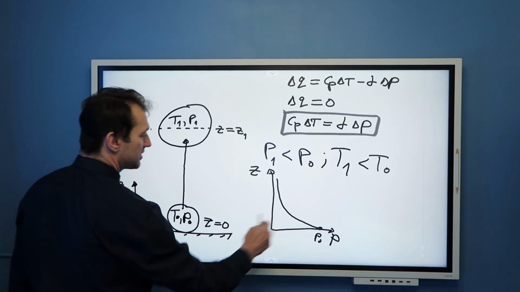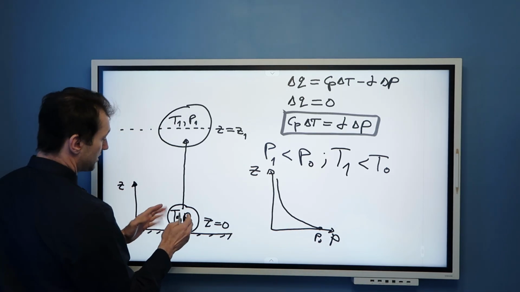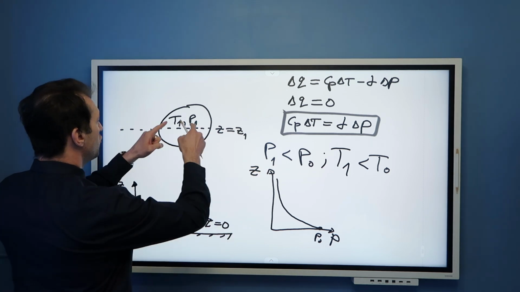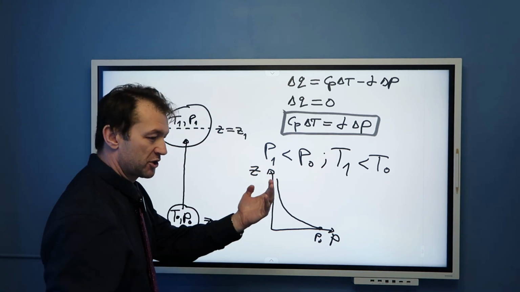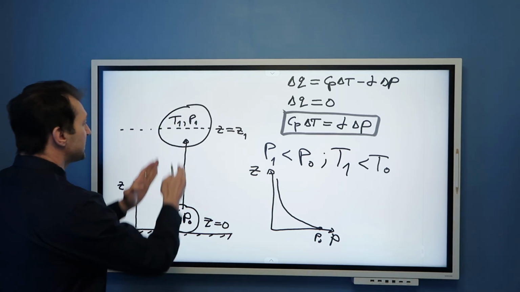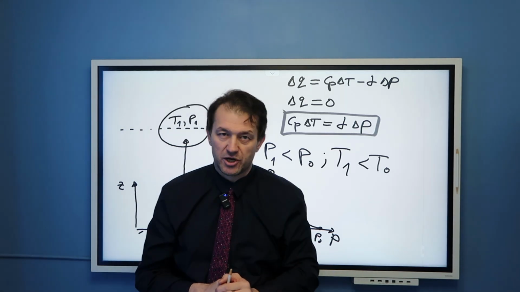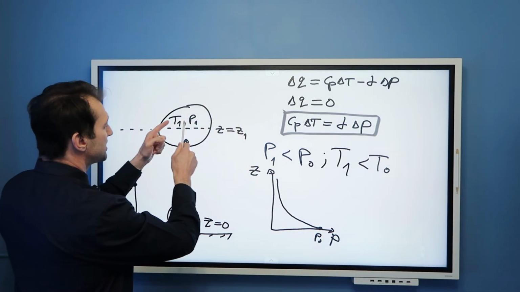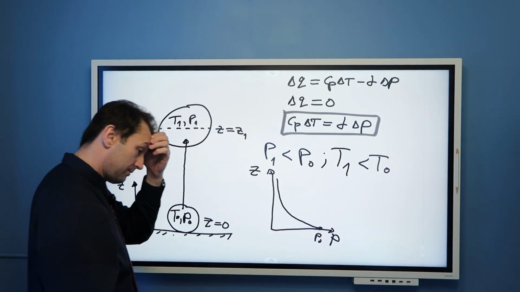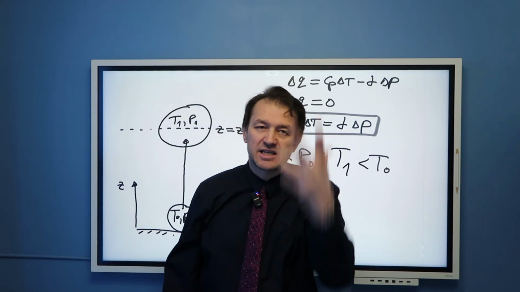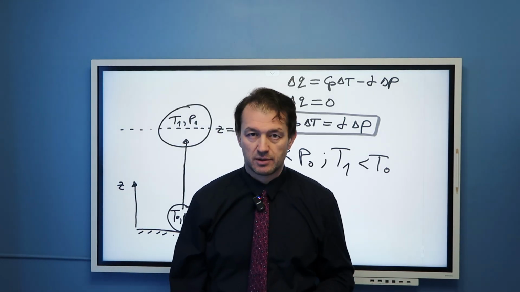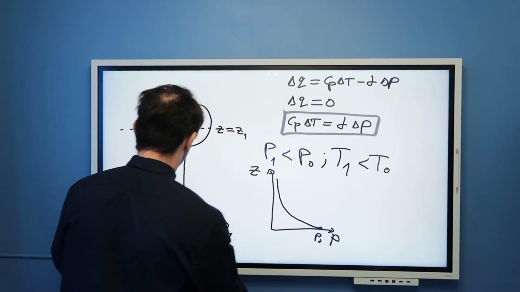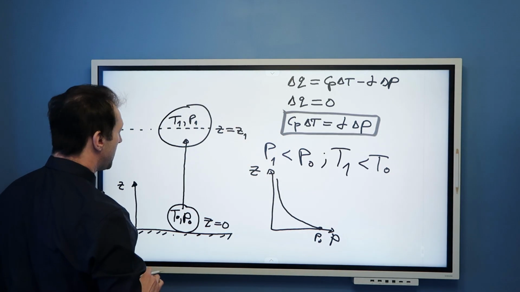So, why does this matter? Well, this matters because this parcel of air was moving up, so it was moving in the region of lower pressure. As it was moving in the region of lower pressure, it had to expand. It had to expand to keep the same pressure as the environment. But what is expansion? Expansion is doing work. In other words, let's compare these two parcels of air.